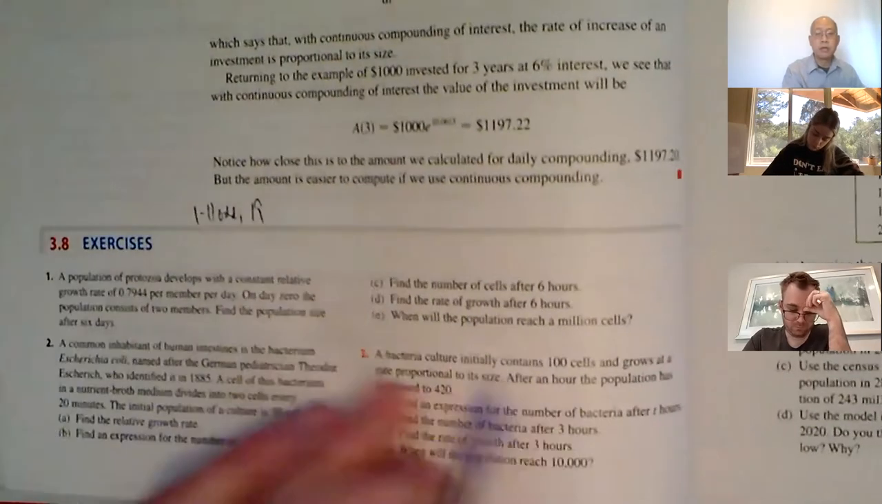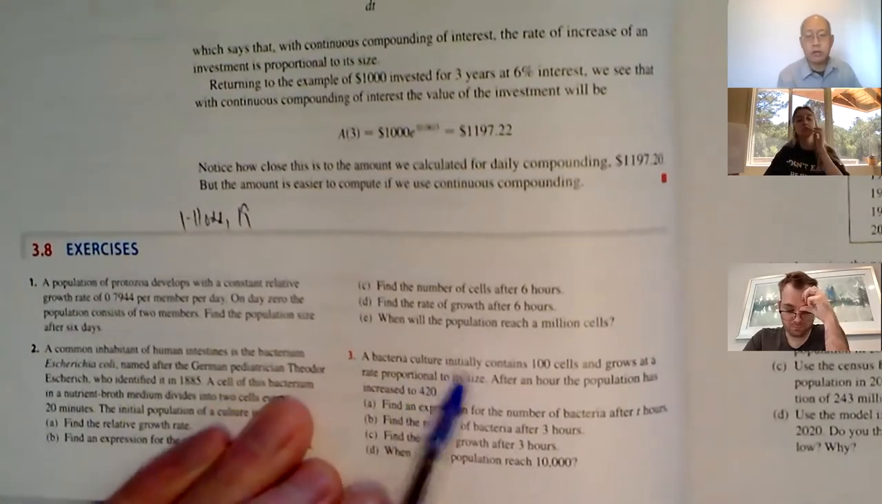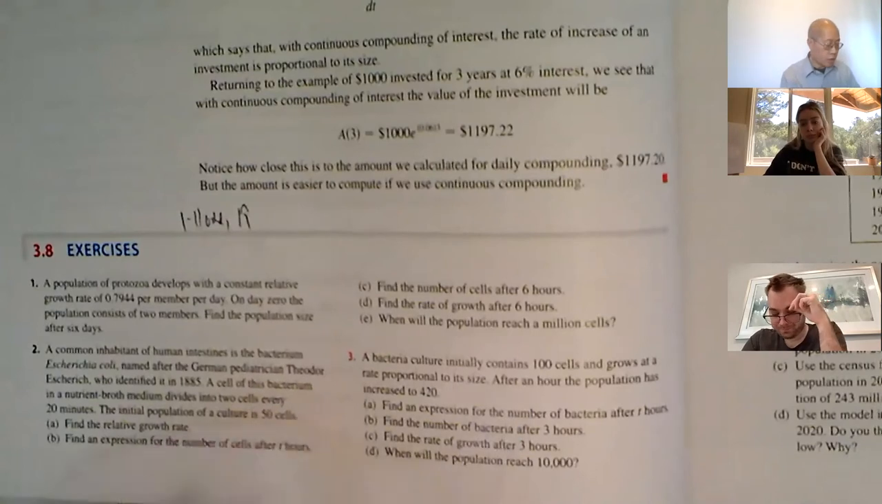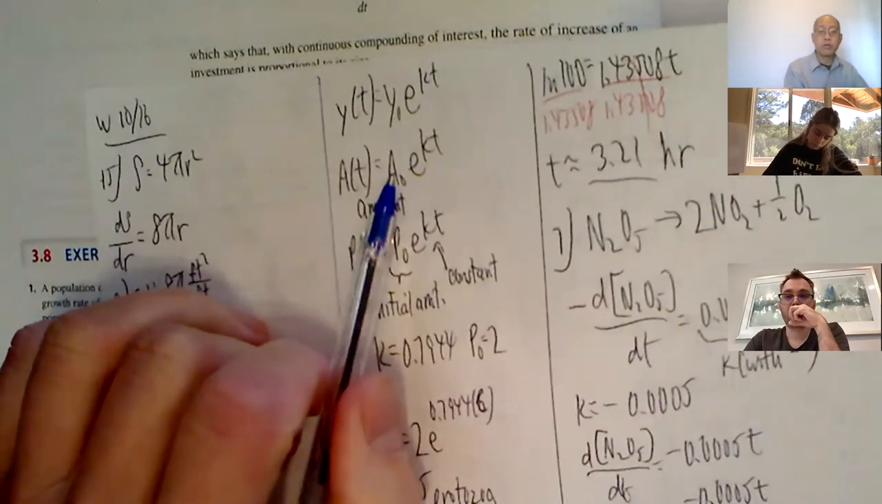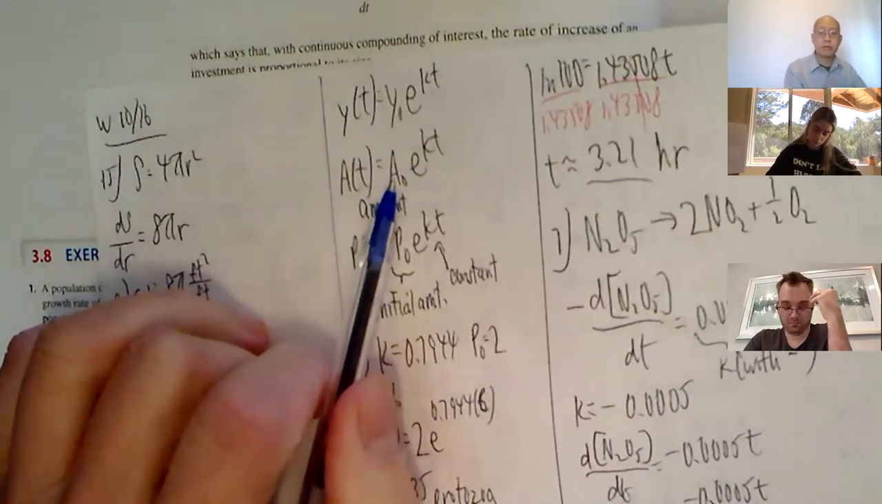All right, number three. A bacteria culture initially has 100 cells. Okay, that's your initial amount. That's your P0 or A0. So 100 goes right here, initial amount.